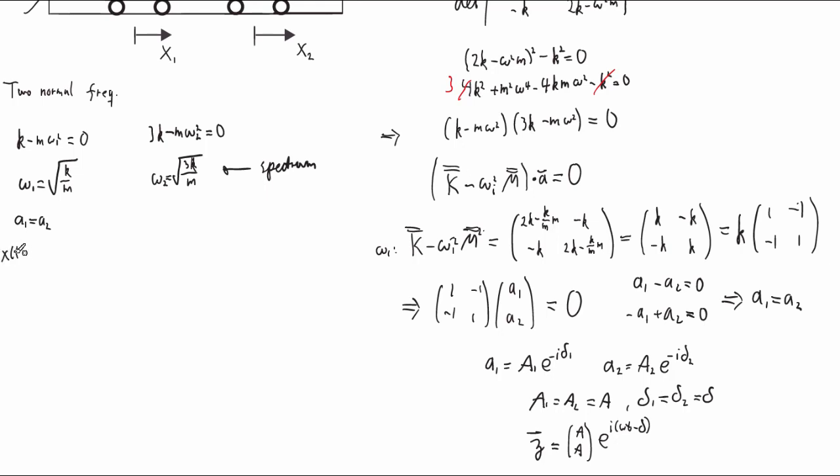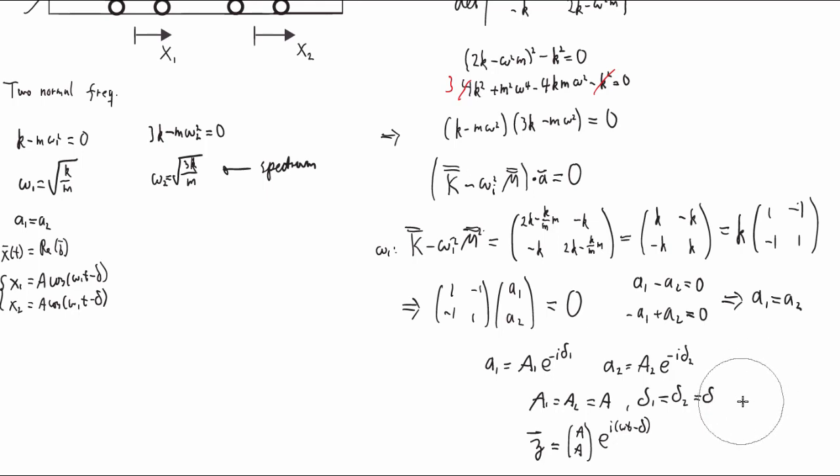We know that x of t is just the real part of z. So we get then that x1 equals A cosine of omega 1 t minus delta, and same thing for x2, like that. So that's a solution for mode 1, the one that oscillates at frequency omega 1, and then we just have to do the same thing for omega 2.